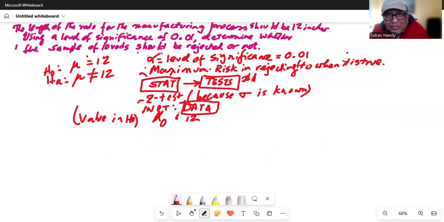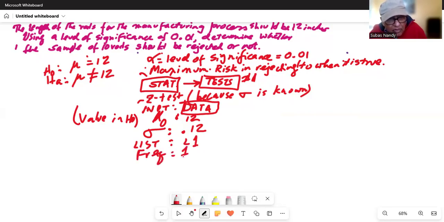What is my sigma? Sigma is 0.12. They know the standard deviation is 0.12. So sigma type is after mu 0. Sigma is 0.12. Then the list is L1. Data is in L1. Then it is frequency. It is 1. Do not change it from 1.